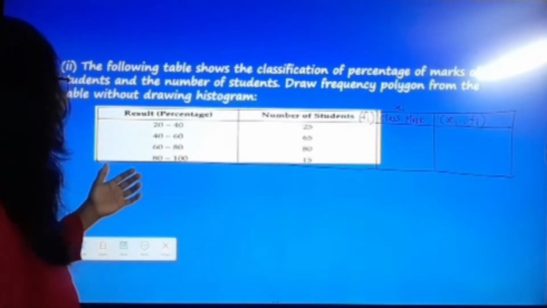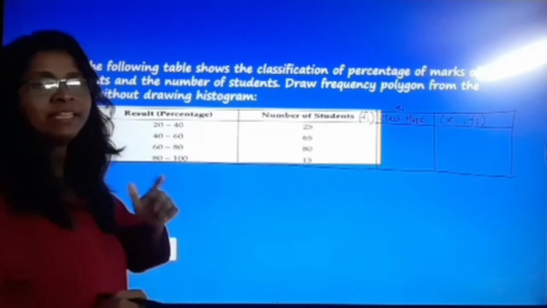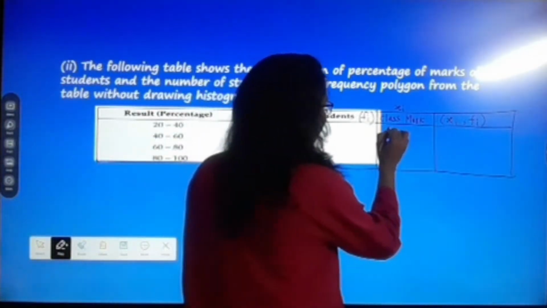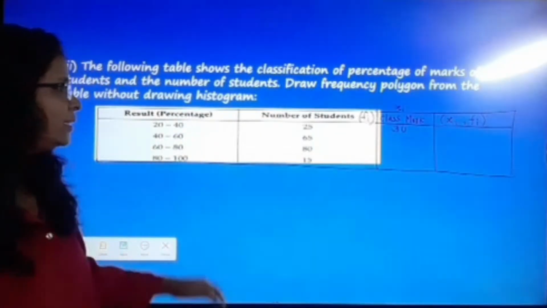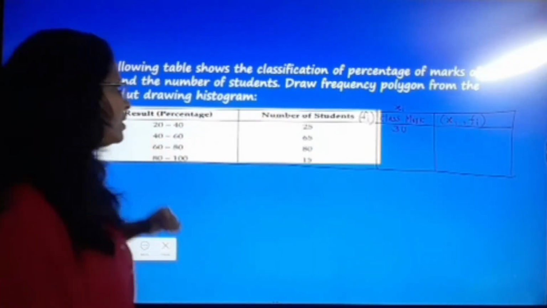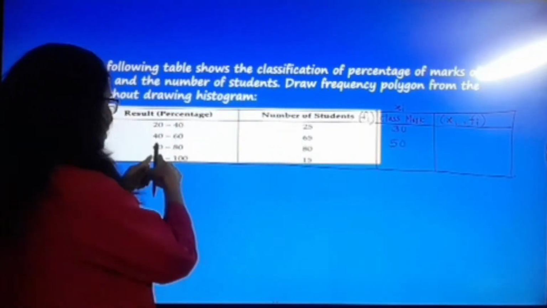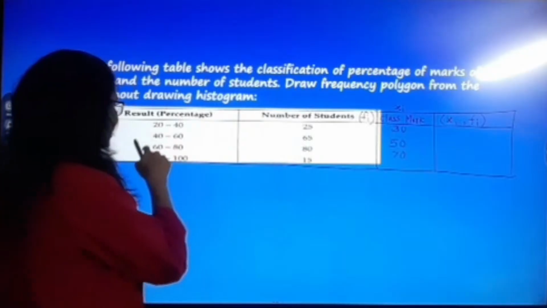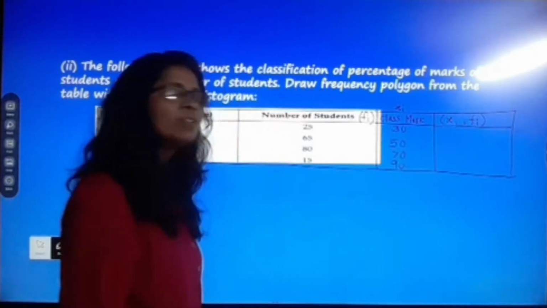So here, in between the numbers of the class interval 20 to 40, there is 30. So I write 30. Then for 40 to 60, it is 50, for 60 to 80 it is 70, and for 80 to 100 it is 90. Okay, students.